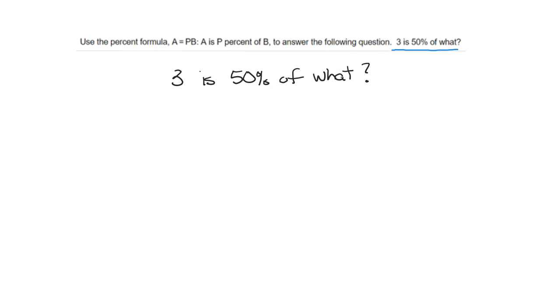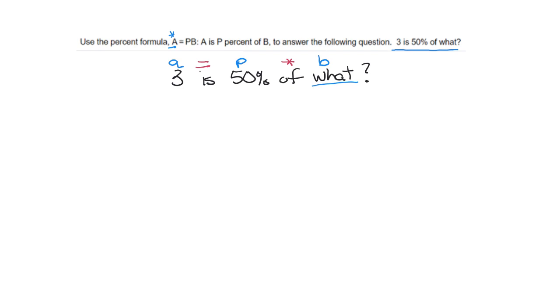What we do is we look for the "is," which means equal, and the "of," which means multiply. Once you locate those symbols, you know exactly what each of those numbers stand for. So the 3, remember, is the A all by itself. So this is my A. The 50% obviously is your percent, your P. And what we're looking for is the base, or what number.